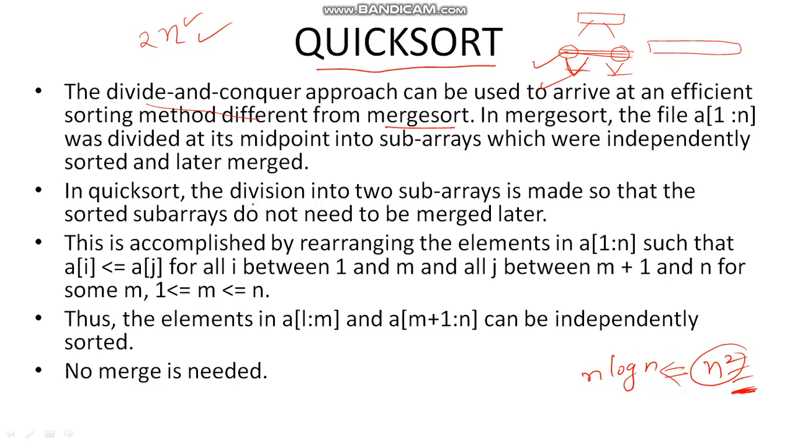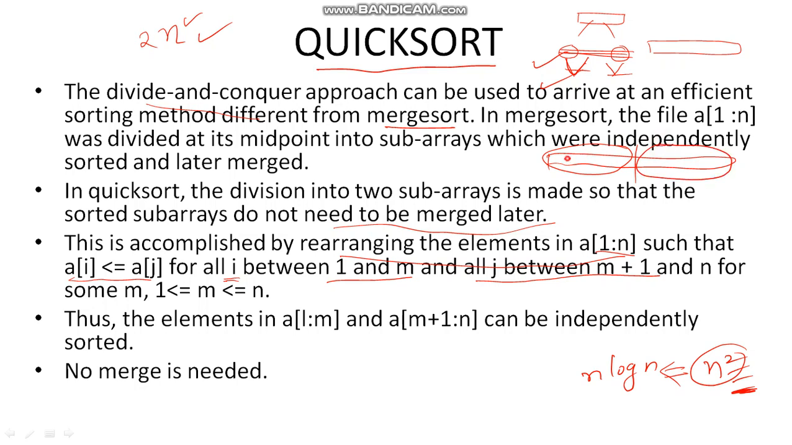In quick sort, the division into 2 subarrays is made so that the sorted subarrays do not need to be merged later. This is accomplished by rearranging the elements in an array A from 1 to n such that A of i remains less than or equal to A of j for all values of i between 1 to m, and all values of j between m plus 1 to n. So again I am going to divide this array into 2 subhalves, but the elements in this subarray are always less than the elements in the second subarray.